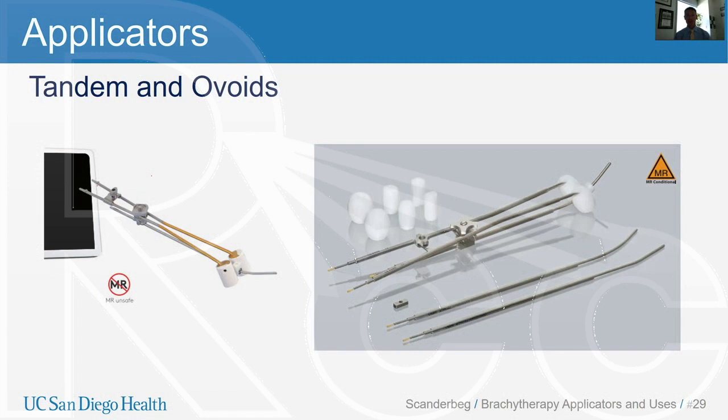Additionally, there are two ovoid lumens, one for the right side of the patient and one for the left side of the patient. There are typically four sizes of caps that can be placed onto the ovoids. These are mini, small, medium, and then large caps.